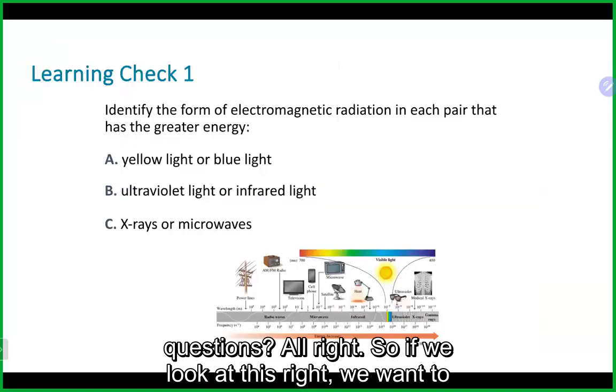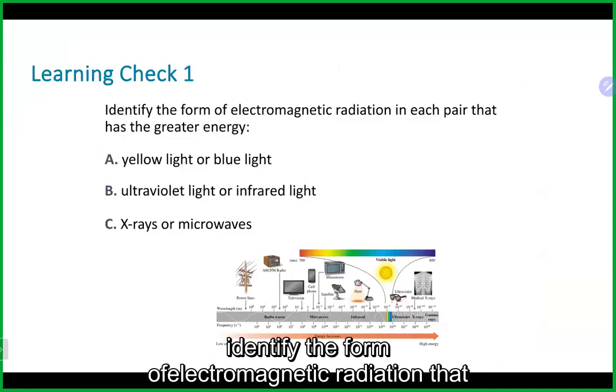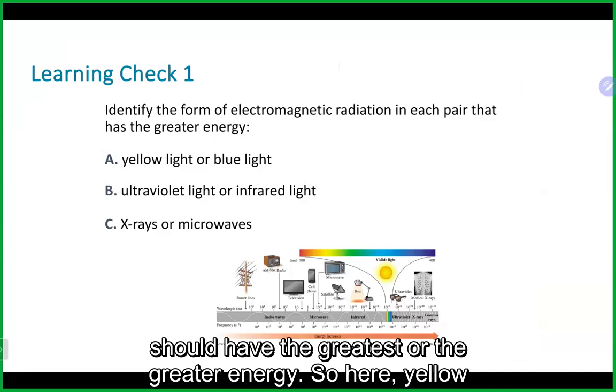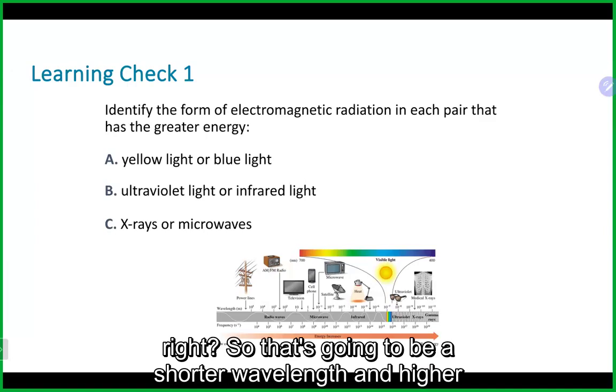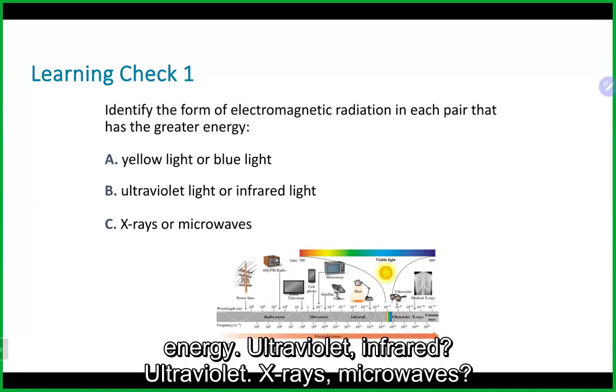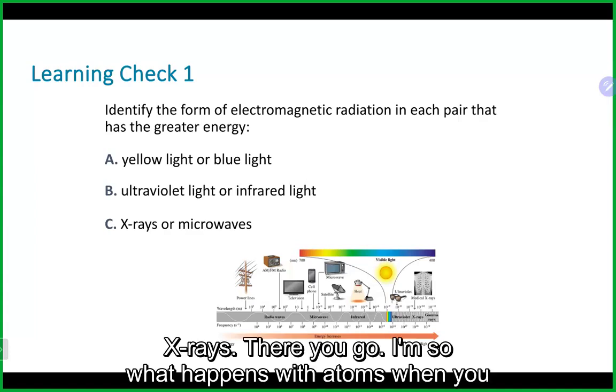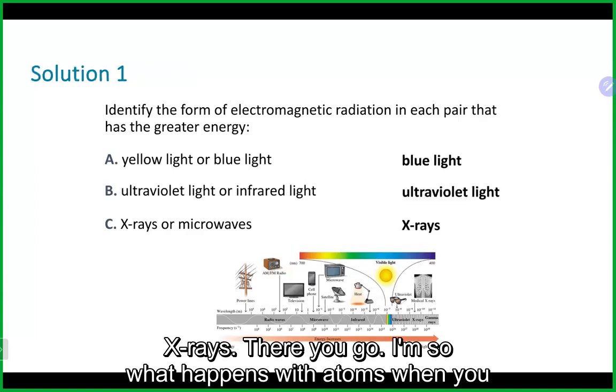All right, so if we look at this, we want to identify the form of electromagnetic radiation that should have the greater energy. So here, yellow light, blue light: blue, right? Again, blue is closer to purple, so that's going to be a shorter wavelength and higher energy. Ultraviolet, infrared: ultraviolet. X-rays, microwaves: X-rays. There you go.